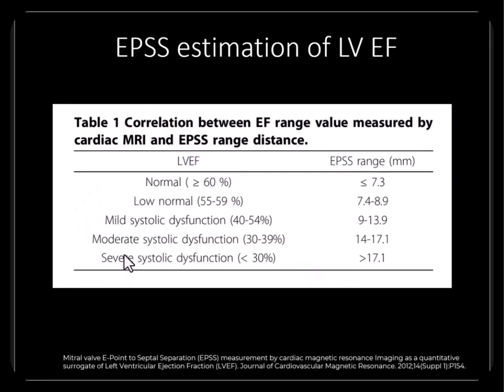Now, simplifying this further, we can use this chart where we can consider an EPSS less than 7 to be normal, 7.4 to 8.9 low normal, 9 to 13.9 mild systolic dysfunction, 14 to 17.1 moderate systolic dysfunction, and you can see an EPSS greater than 17.1 correlates to severe systolic dysfunction with an estimated EF less than 30%.